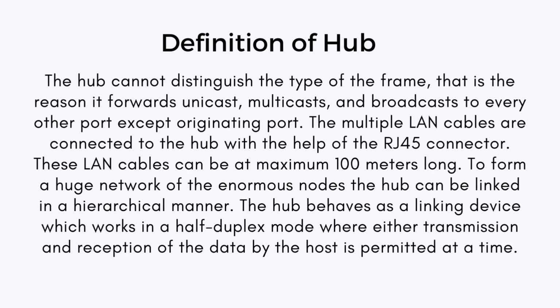The hub cannot distinguish the type of the frame. That is the reason it forwards unicast, multicast, and broadcast to every other port except the originating port. The multiple LAN cables are connected to the hub with the help of the RJ45 connector. These LAN cables can be at maximum 100 meters long to form a huge network of enormous nodes.